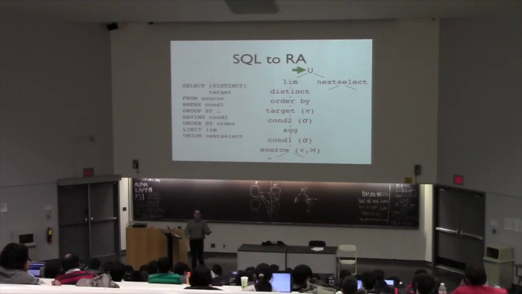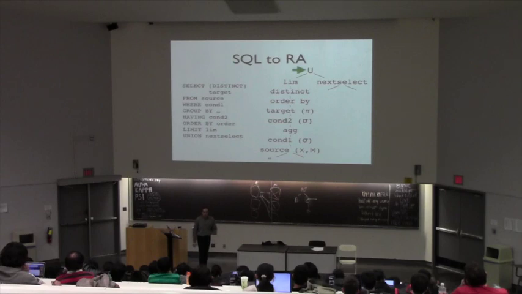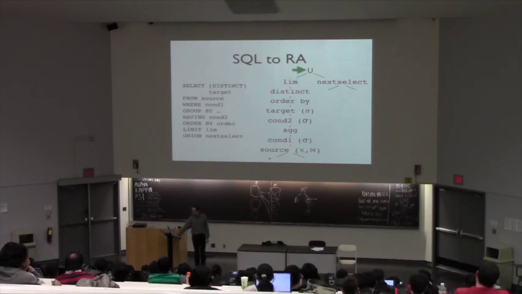You can also have select union select. If that happens, again, very simple. You need a union operator that reads from one stream, then reads from the next. Again, nothing very fancy here. Really, the majority of the complexity in this translation is going to be involved in the aggregate and the target clause. So any questions on this translation?